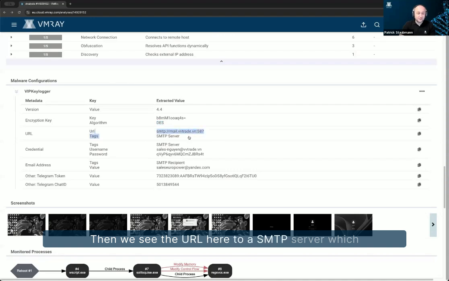Then we see the URL to an SMTP server, which, as Ertu mentioned briefly before, is one of the different ways VIPKeylogger exfiltrates data. SMTP is one, with the mail server specified here. Of course, there have to be some credentials inside the sample that it uses when connecting to the mail server, so that it can authenticate itself. And then there also has to be a recipient, which means that once this data has been collected and needs to be exfiltrated, the sample knows where it has to send this email to.